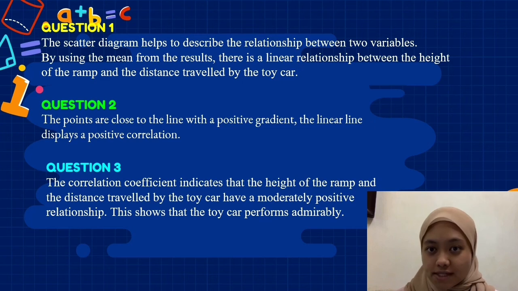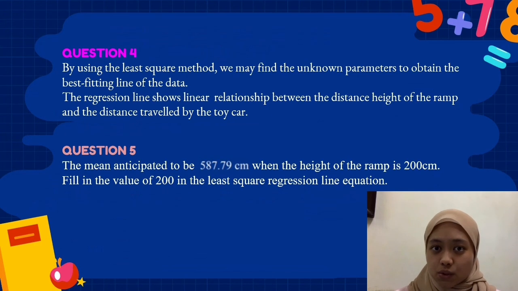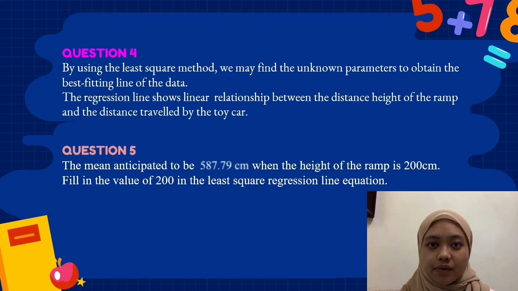Next is question 4. By using the least squares method, we may find the unknown parameters to obtain the best fitting line of the data. So the regression line shows a linear relationship between the height of the ramp and the distance traveled by the toy car. And last but not least, for question 5, the mean is anticipated to be 587.79 cm when the height of the ramp is 200 cm. So we fill in the value of 200 in the least squares regression line equation. So that's all from me.